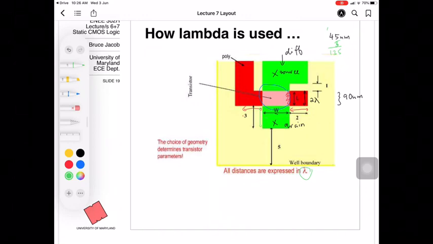Why do they specify in terms of lambda? They do this so that they can use the same design if they shrink the technology. Let's say maybe 5 years later, they have an even smaller technology, for example 9 nanometer technology. This design can still be used, but they just change the technology. They shrink the device, so this 2 lambda will now be 18 nanometer instead of 90 nanometer. Everything can be shrunk according to the technology size.